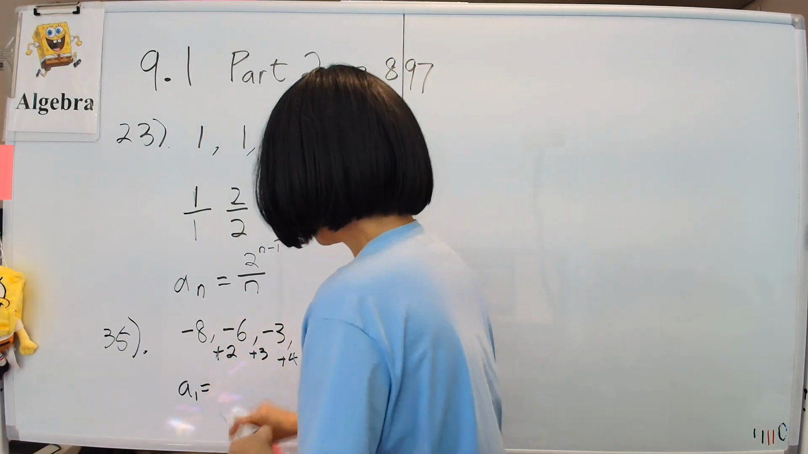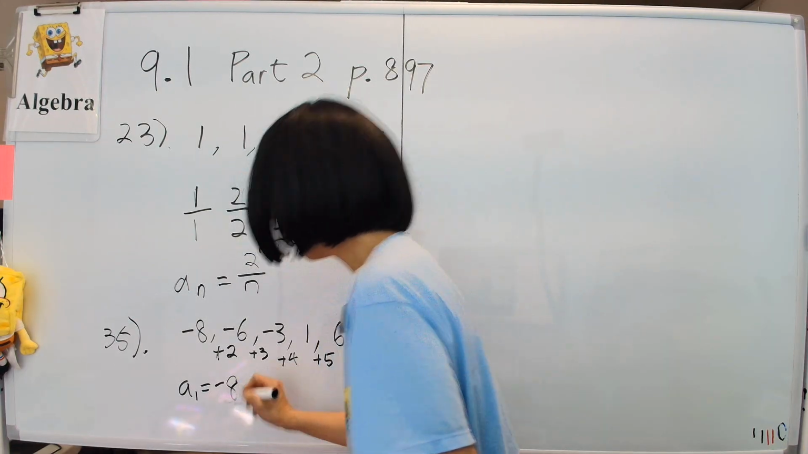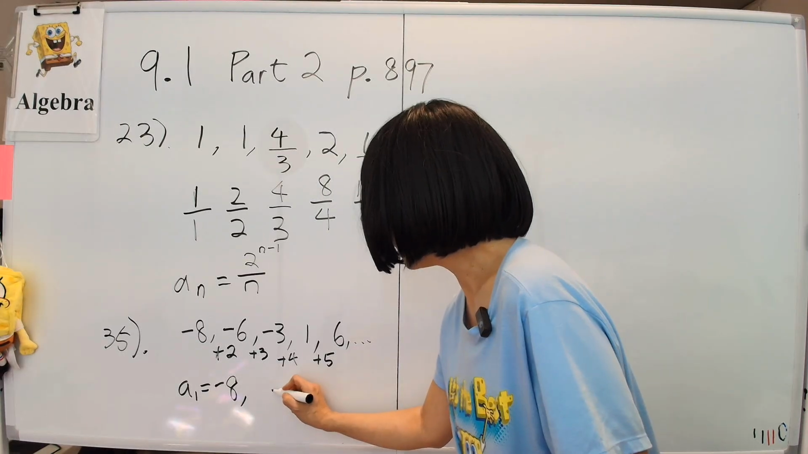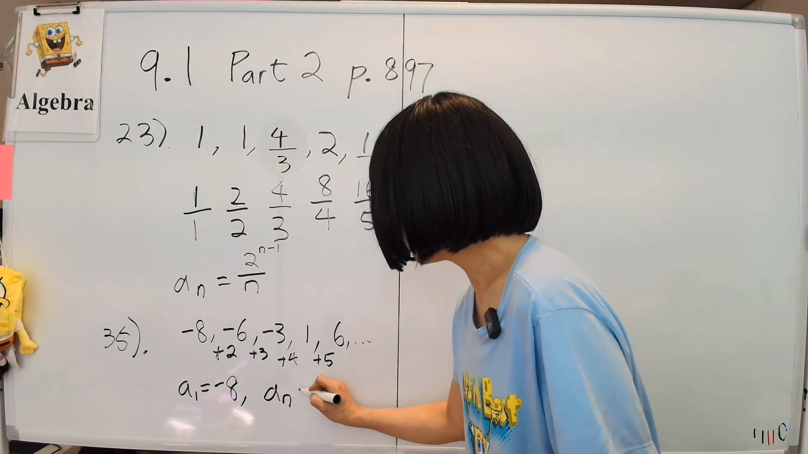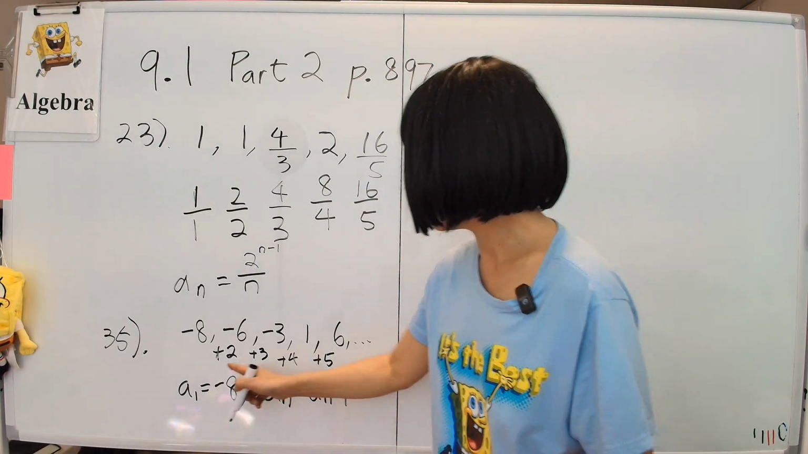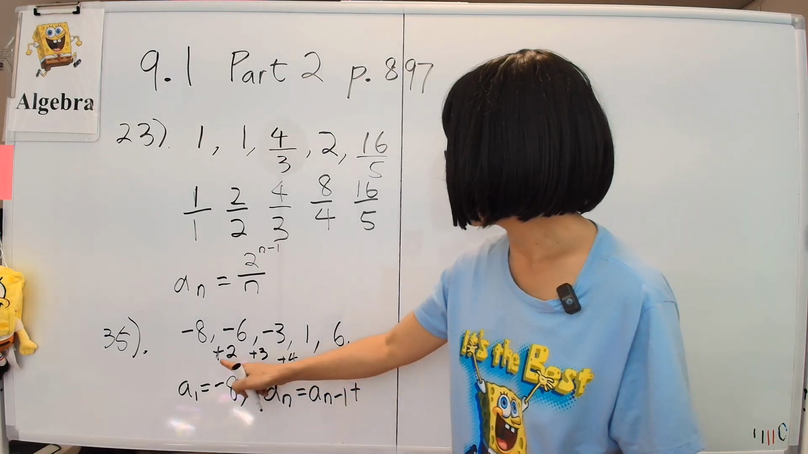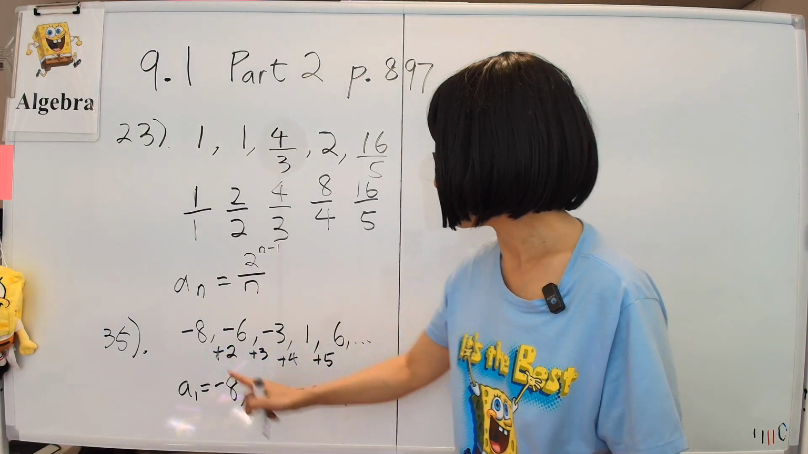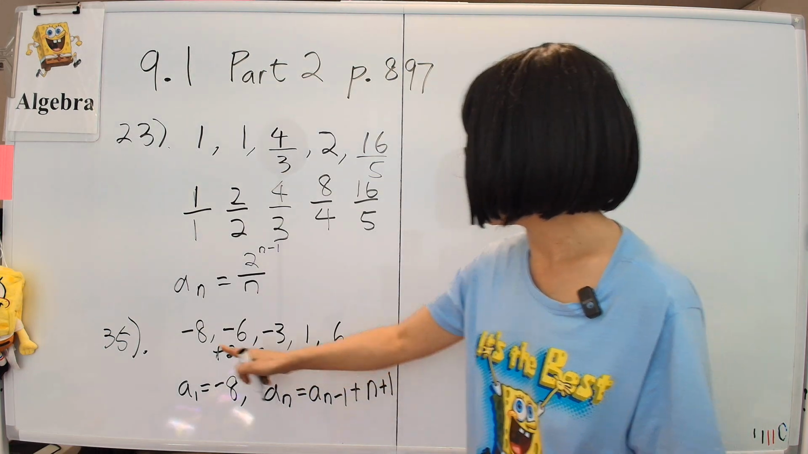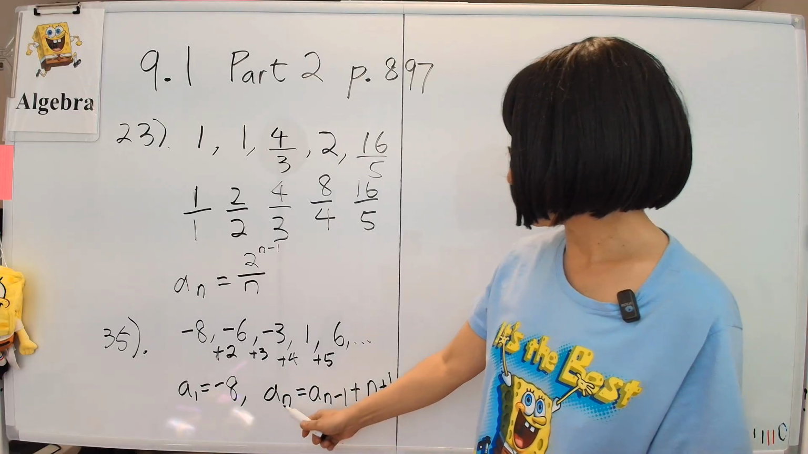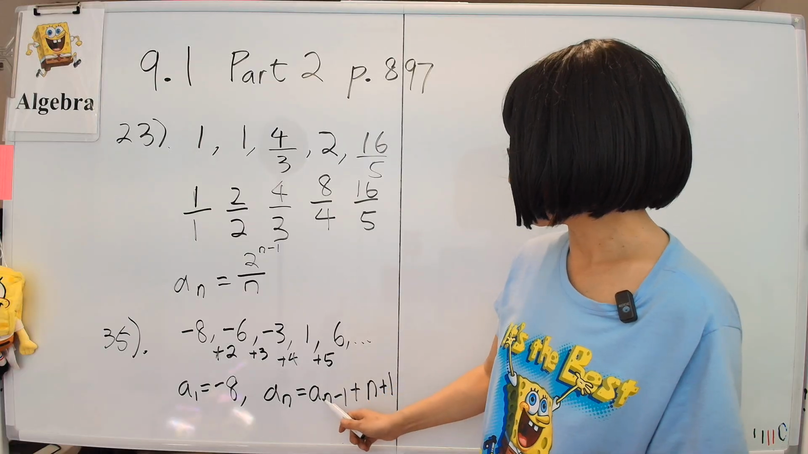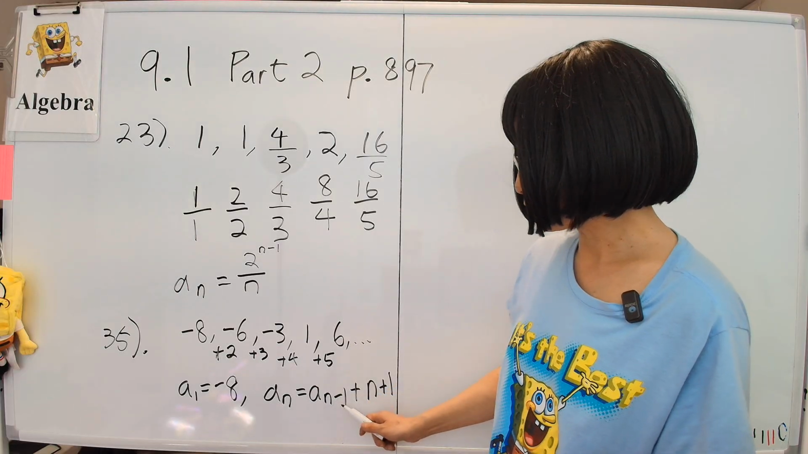So far so good. And then we write a_n is equal to a_(n minus 1) plus a certain number. Plus what? Plus n. For example, if we start at n equals 2, a2 will be equal to a1, that's n minus 1.